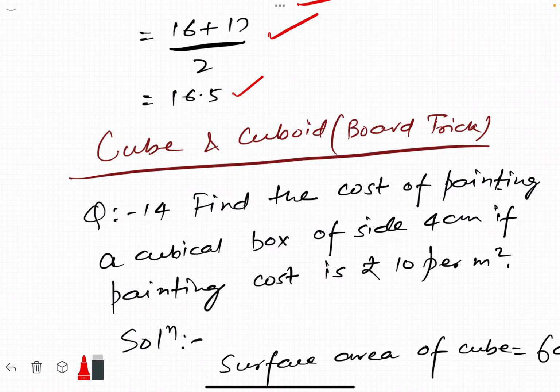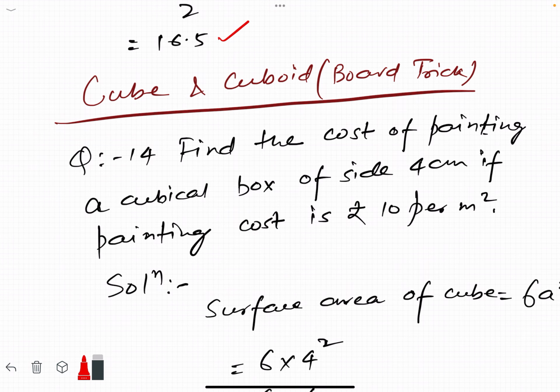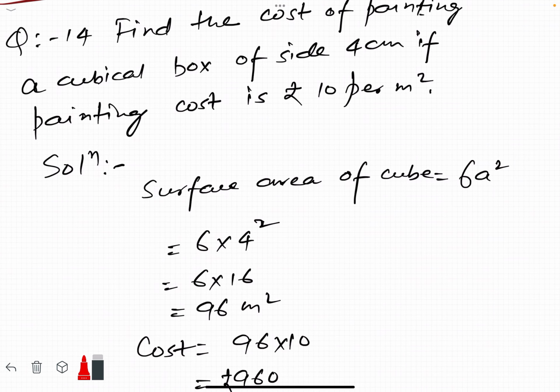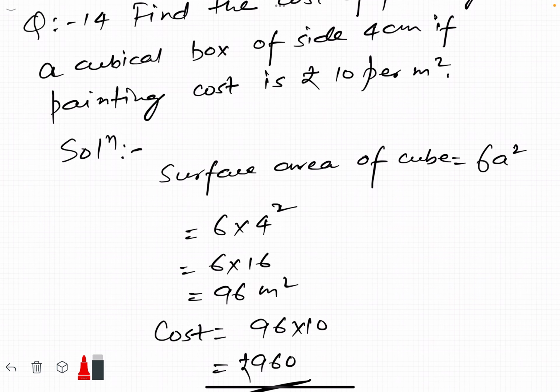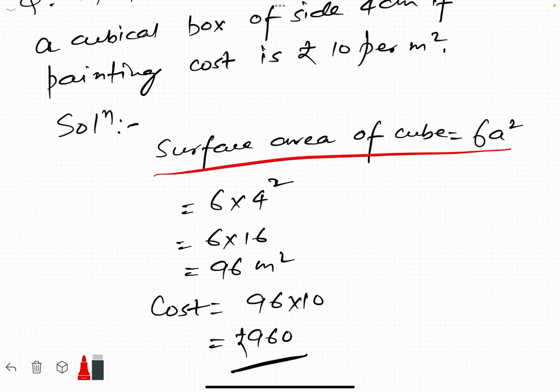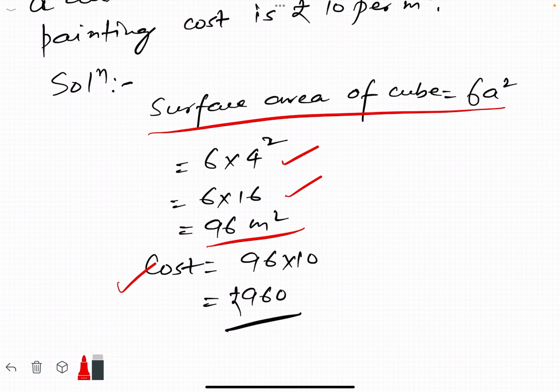Now we come to question number 14, which is from cube and cuboid. Find the cost of painting a cubical box of side 4 cm if painting cost is rupees 10 per meter square. The solution is as surface area of cube is equal to 6a square, that will be equal to 6 into 4 square, 6 into 16, 96 meter square. The cost will be 96 into 10, that will be rupees 960.